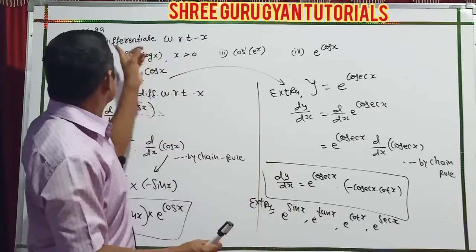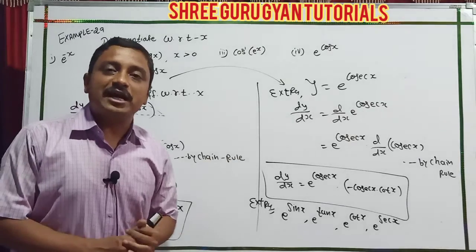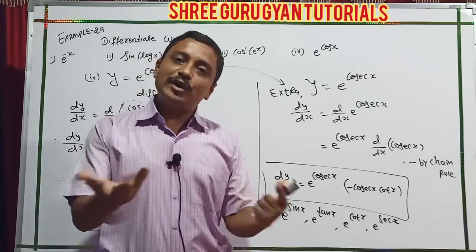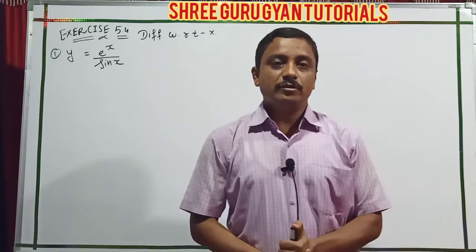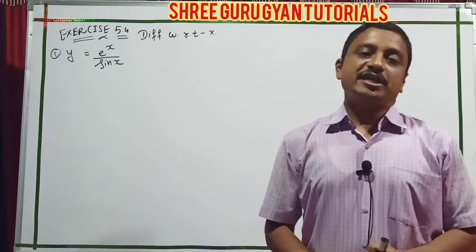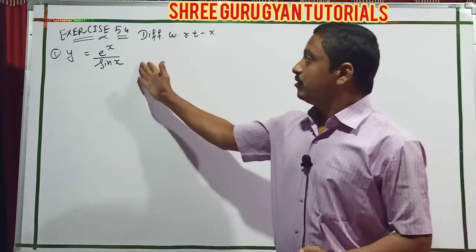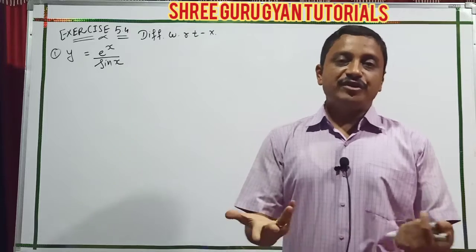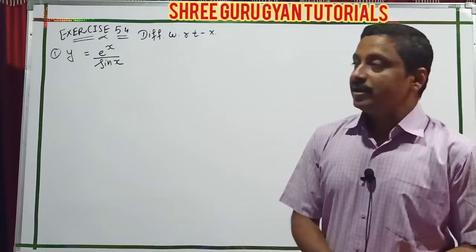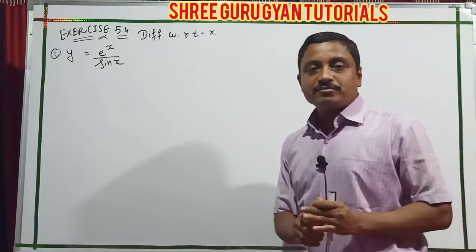Here our illustration 29 is done. Now I start our new exercise, exercise 5.4. Differentiation with respect to x is asked. The first one is e raised to x by sin x.